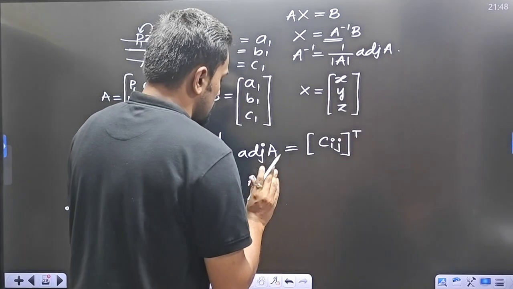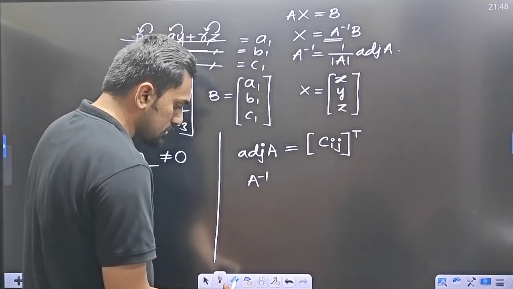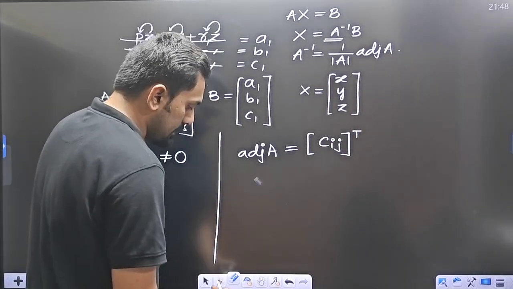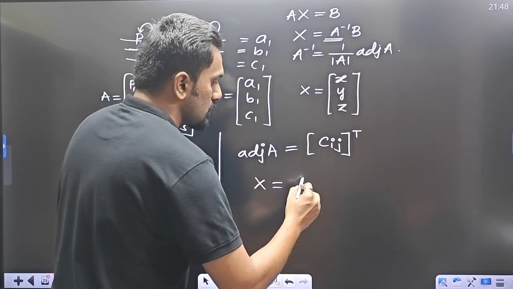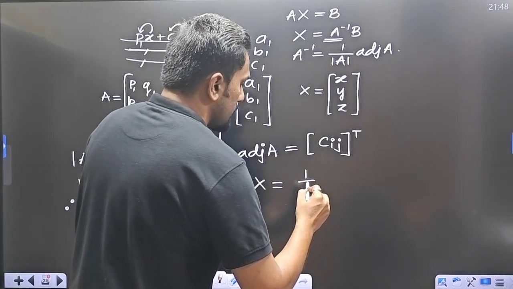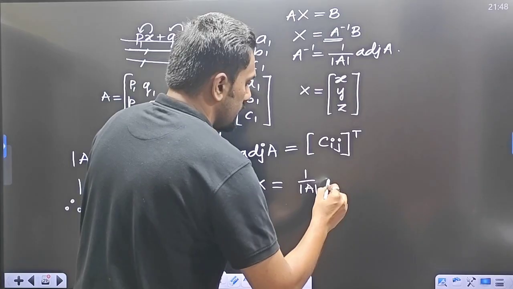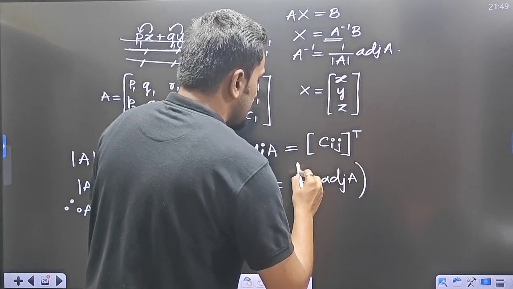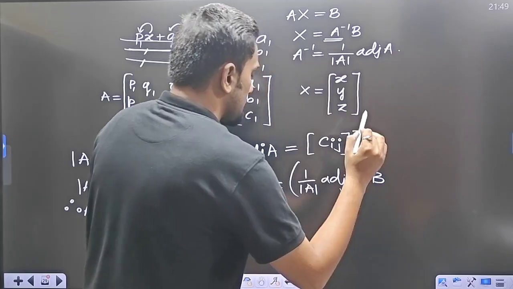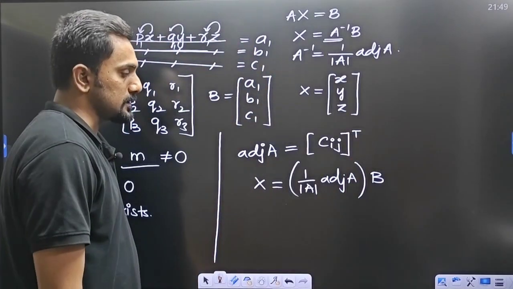A inverse is equal to... no need to write A inverse also, we will directly consider the equation. X is equal to 1 divided by det A into adjoint A, multiplied by matrix B, that is, A inverse into B.